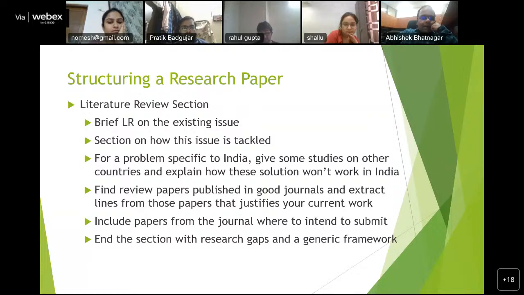And in the literature review section, you need to include papers from the journal where you intend to submit. So, for example, if your work is rejected from one journal and you are targeting some other journal, just add some papers from that journal, like 3 or 4 papers from that journal. And this section needs to end with the research gaps from the literature, and just give a generic framework like how these research gaps can be bridged.